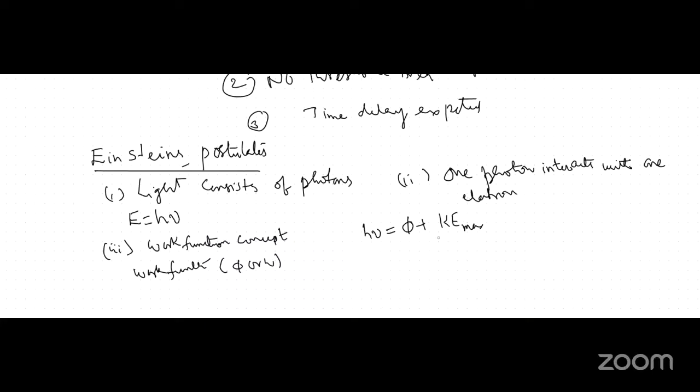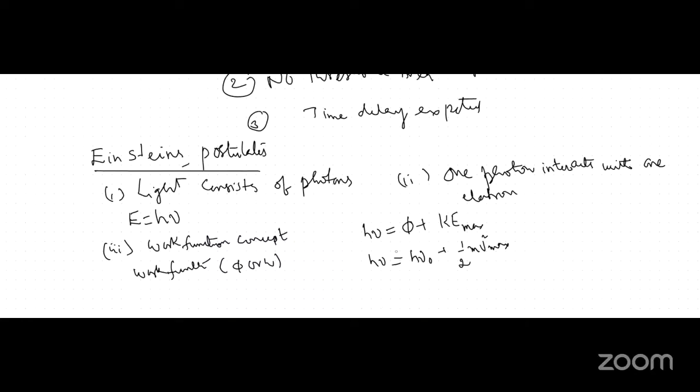Here we can write phi as h nu naught. Why are we writing h nu naught? Because nu naught is the minimum frequency required to produce photoelectrons. And the kinetic energy will be half m v squared maximum. So this is Einstein's photoelectric equation.